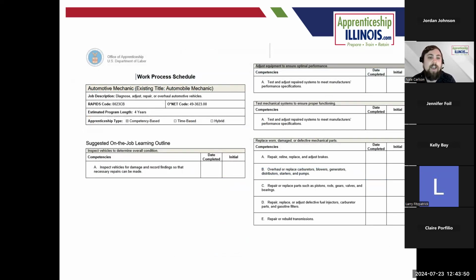We see the occupation title and the job description. We see the estimated program length for the apprenticeship, and then we have a list of competencies with headings and specific competencies. And so we can revise these as needed to fit the employer specifications.